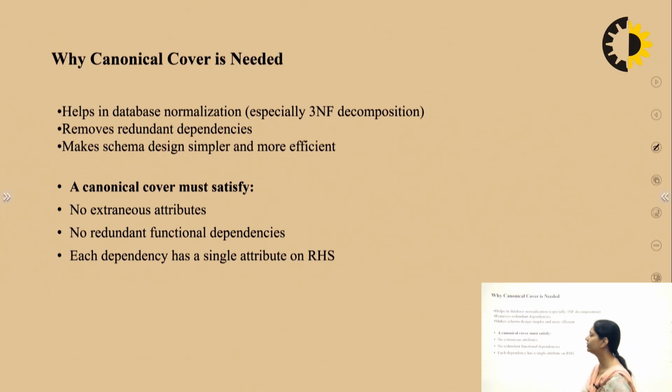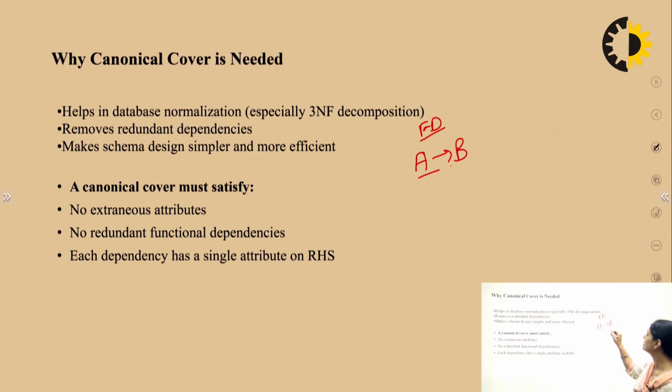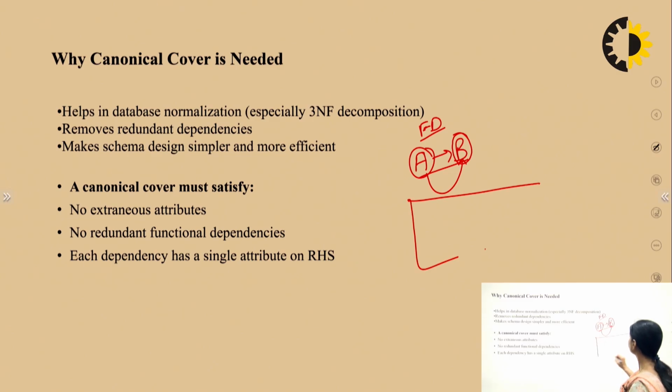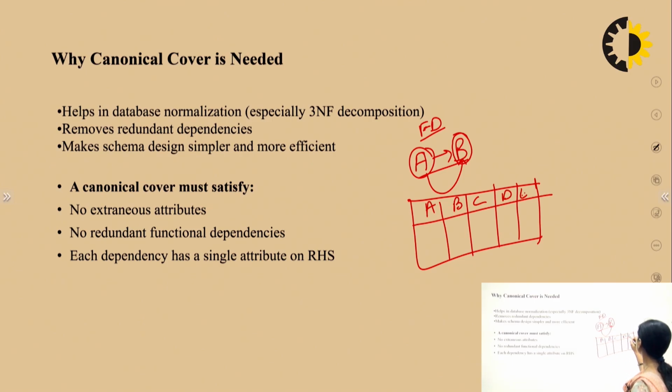Single attribute on the right hand side means it should be of the type, suppose A dependent upon B. Whenever we are talking about a functional dependency, it is of the type A is functionally dependent upon B. This means that for every value in the column A, there exists a unique value in the column B. Suppose I have a relation which has separate columns A, B, C, D, E. So when I say that A is functionally dependent upon B, that means through this A, I can identify the unique values in B. So that is A is functionally dependent upon B.